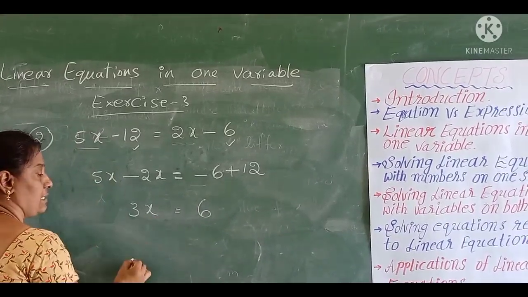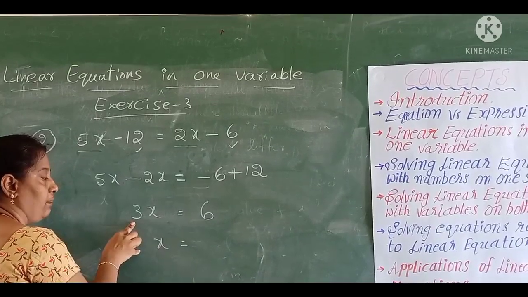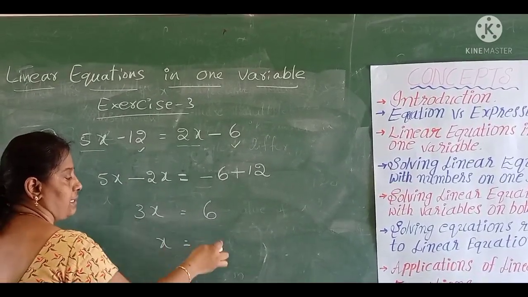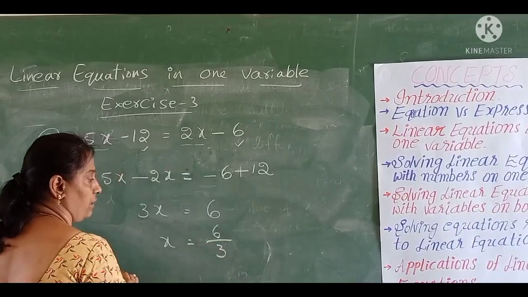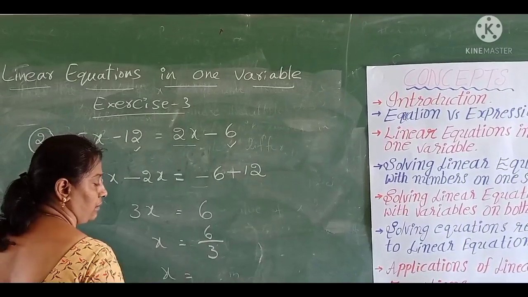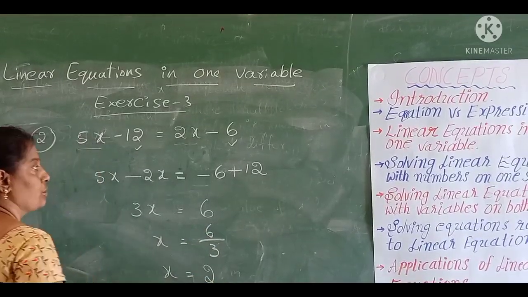So 3x means 3 into x. By using the transposition method, 3 is multiplied here and moving to the other side, it becomes division. So cancel: 3 ones are 3, 3 twos are 6. So x is equal to 2.